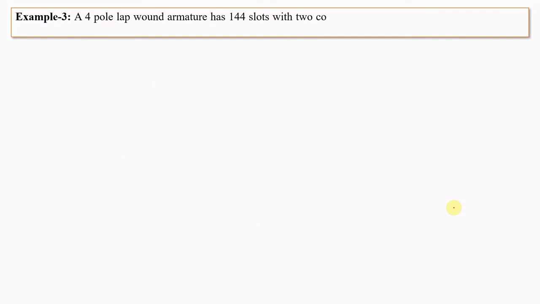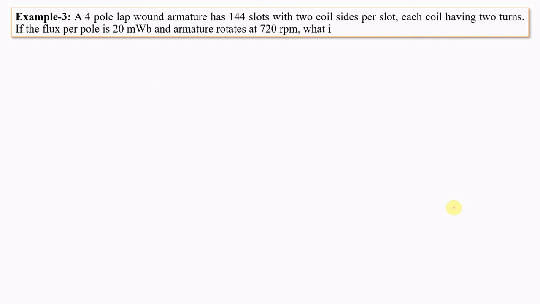The third question. A 4-pole lap connected armature has 144 slots with 2 coil sides per slot, each coil having 2 turns. If the flux per pole is 20 milliweber and the armature rotates at 720 rpm, what is the induced EMF? Let's see the solution. As we know, the generated EMF is equal to Z phi Pn upon 60A.